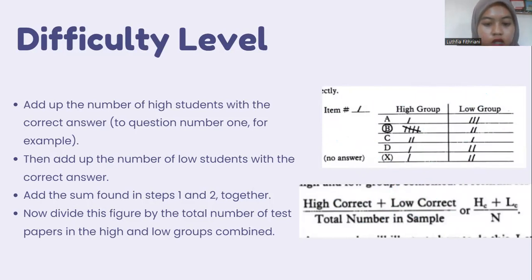Generally, a test question is considered easy if more than 90% get it right. An item is considered too difficult if fewer than 30% get it right. So for this example, we got 35%. So we can conclude that the item number one or the question number one is acceptable.